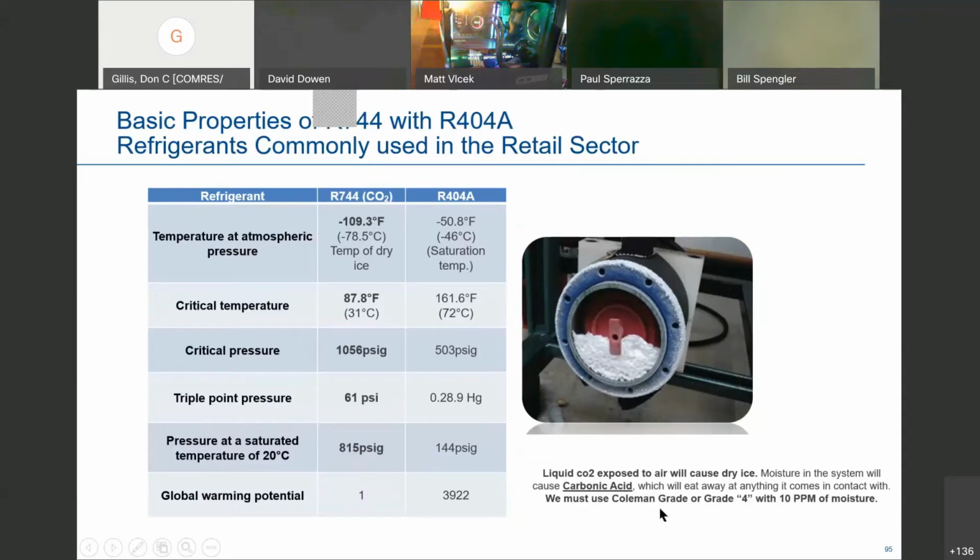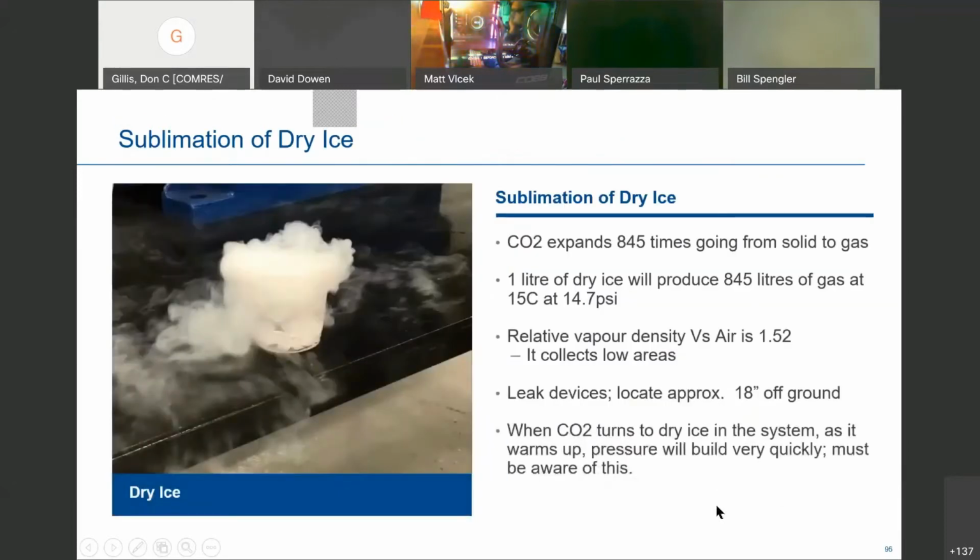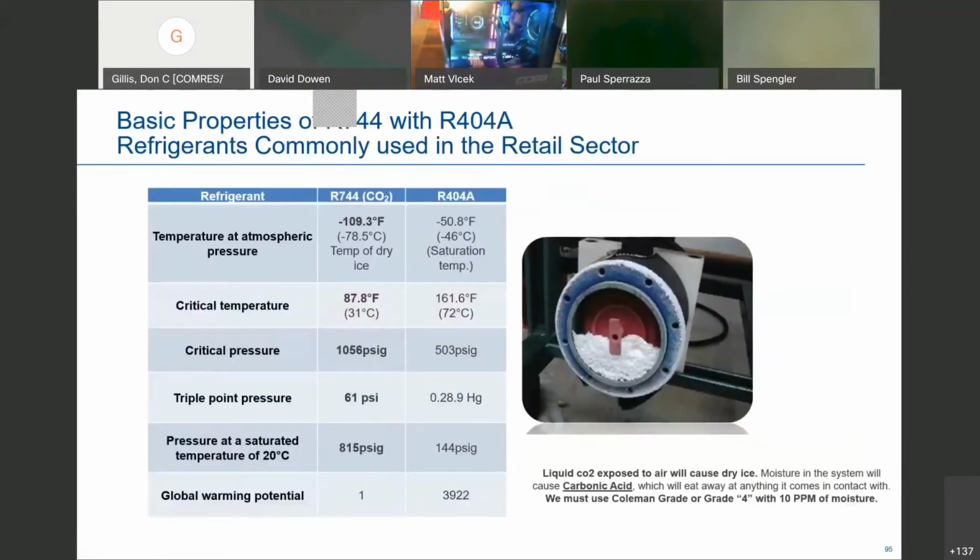And something I didn't touch on, or maybe I did last time, is that we must use a Coleman grade or a grade 4, as we refer to it. It has less than 10 parts per million of moisture, okay? You can use a better quality, but not less quality, okay?